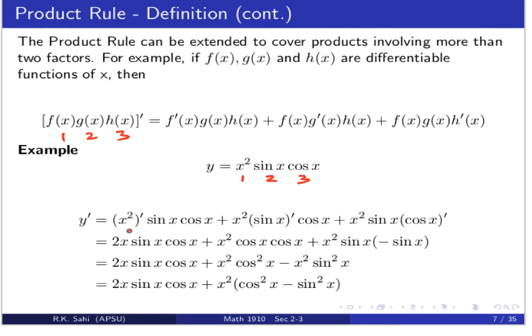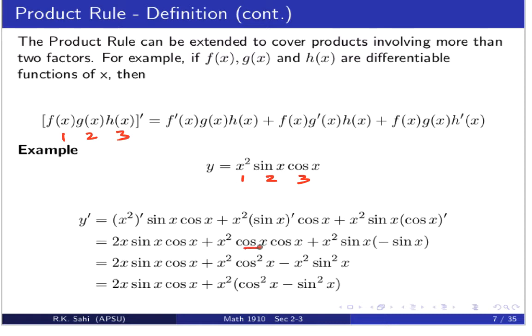So the first expression gives us 2x times sine x cosine x. The second one gives us plus x squared times cosine x, plus x squared times sine x times minus sine x. Remember, differential of cosine is minus sine. Then I'm just going to write it in a more concise notation. So the first expression, 2x times sine x times cosine x, remains the same.